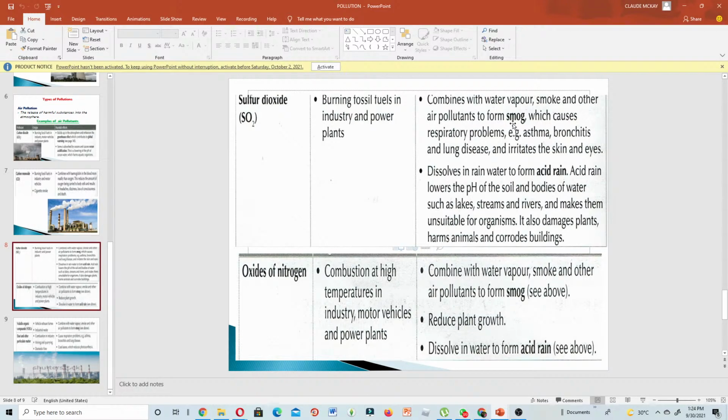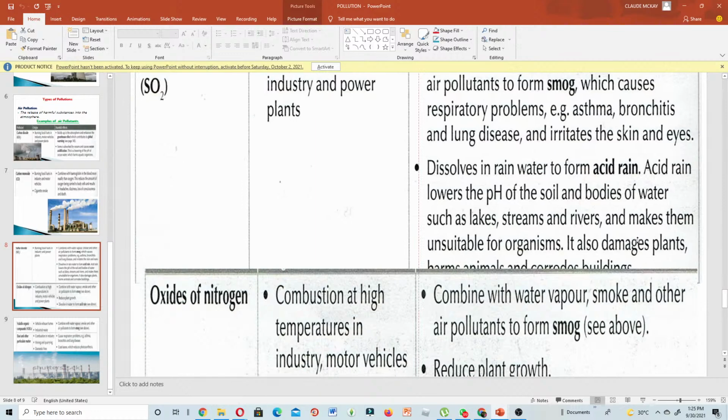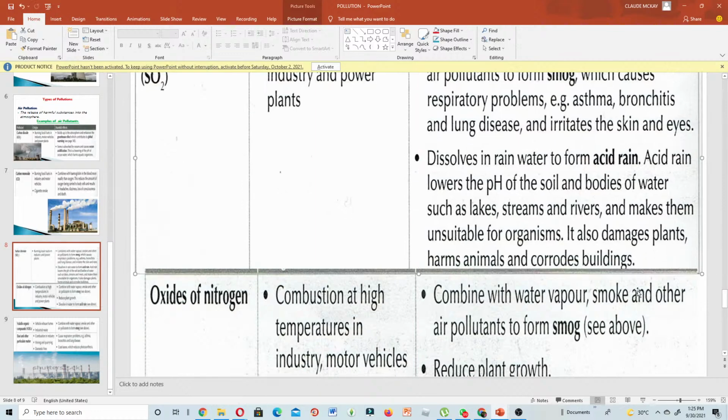Now, in terms of life-threatening diseases or conditions, as you can see, it can cause asthma and bronchitis. Those are some health issues where persons will be affected once they are exposed to these gases.